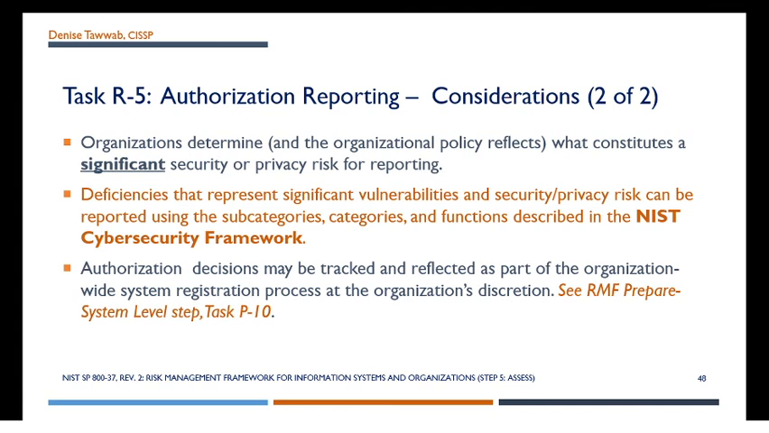Organizations determine, and the organization policy will reflect, what constitutes a significant security or privacy risk for reporting. Deficiencies that represent significant vulnerabilities and security or privacy risk can be reported using the subcategories, categories, and functions described in the NIST Cybersecurity Framework, if you're using that. Authorization decisions may be tracked and reflected as part of the organization-wide system registration process at your organization's discretion.